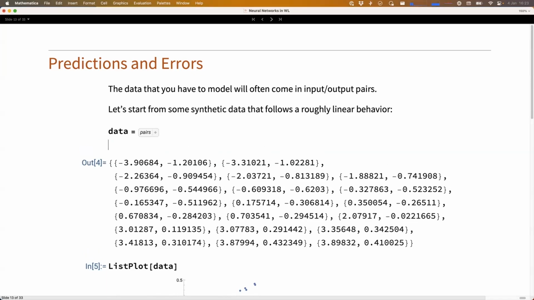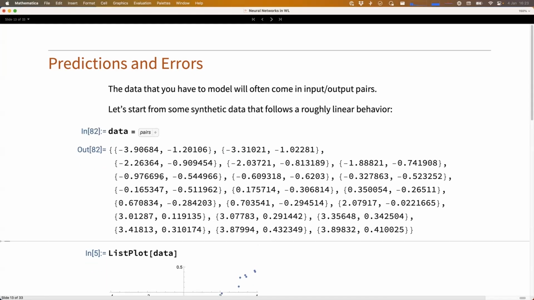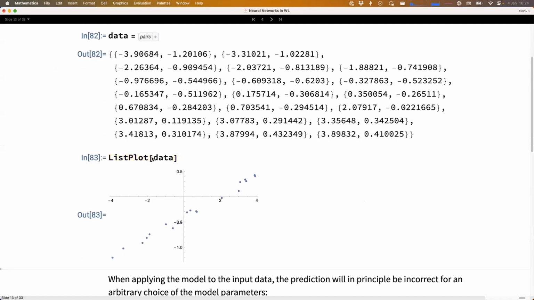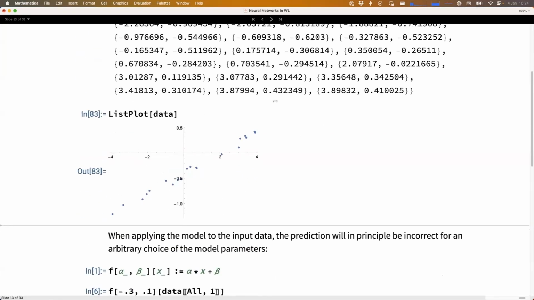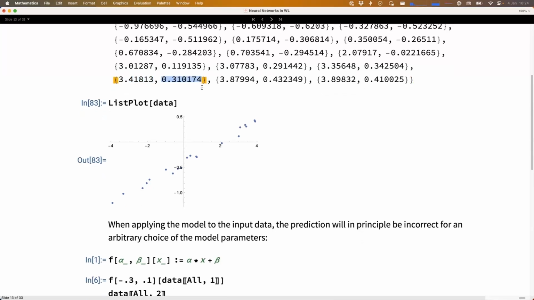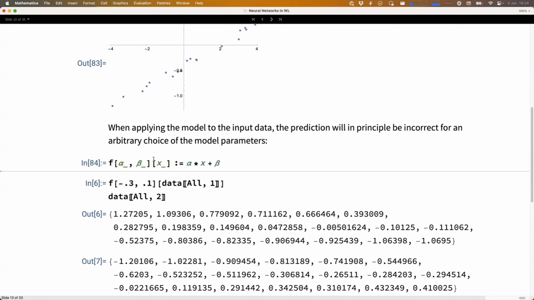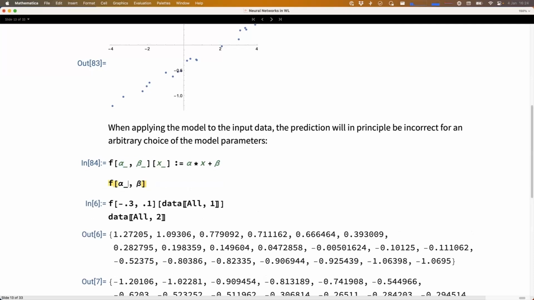So here I have a pre-computed set of pairs. This again is a simple linear problem. My independent variable is the first one, and the dependent value that I want to predict is the second one. Now, if I have my model definition, which is this one, I can take it like this, and let's say just A and B. So this is defined.